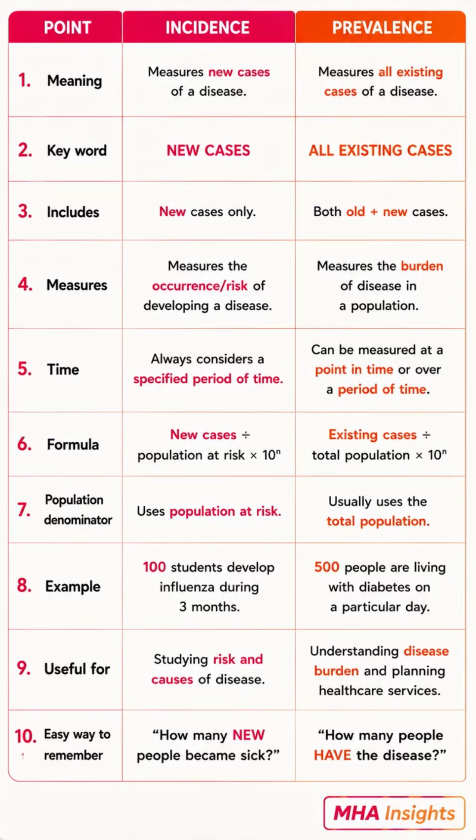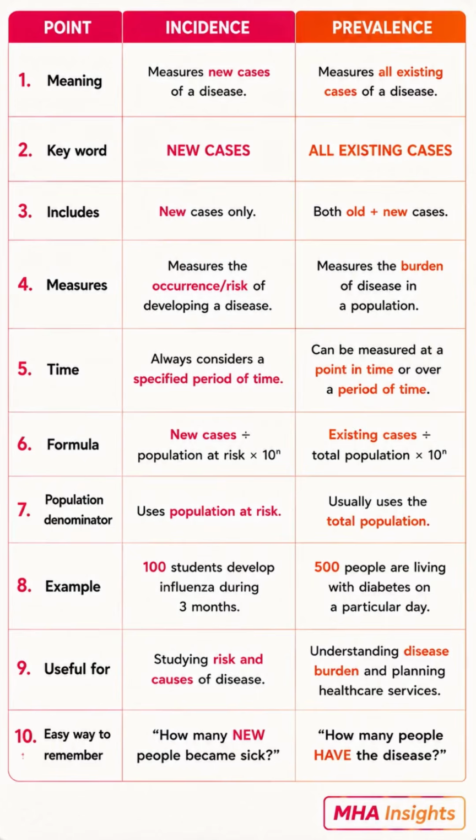Fourth is what does it measure? Incidence measures the occurrence or risk of developing a disease. It helps us understand how frequently new cases are occurring in a population. Whereas prevalence measures the burden of a disease in a population. Therefore, prevalence is particularly useful for understanding how much of a disease is present in a community.